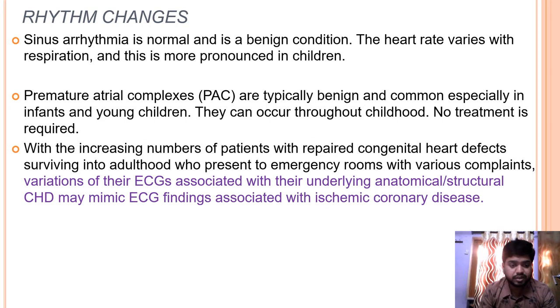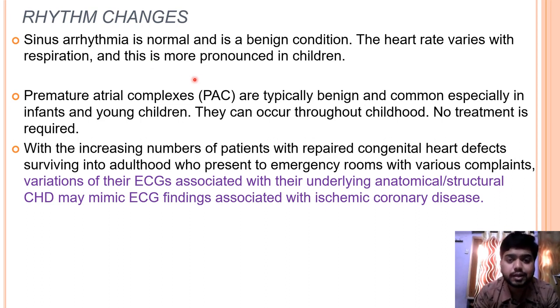Then we come to rhythm changes. So what are the rhythm abnormalities which can present in pediatrics? Sinus arrhythmia, which is a normal, benign condition. Heart rate varies with respiration. This is most common in children, and this is not going to cause any abnormality. Why is there sinus arrhythmia? This is just due to the breathing pattern. During inspiration and during expiration, it is vagal tone mediated. That is sinus arrhythmia.